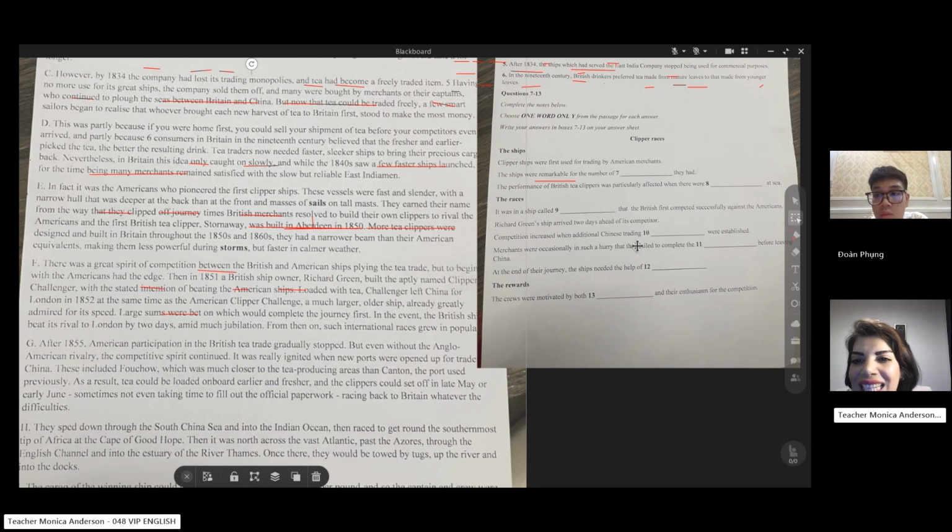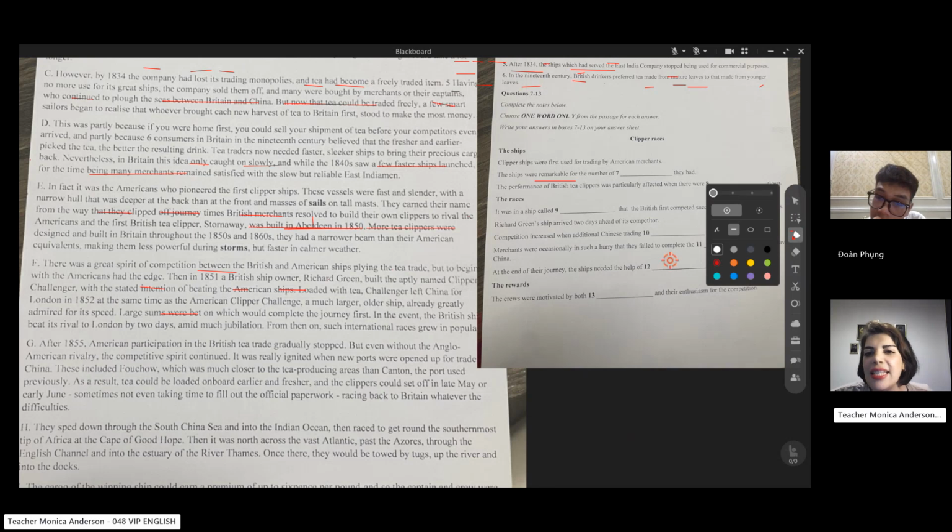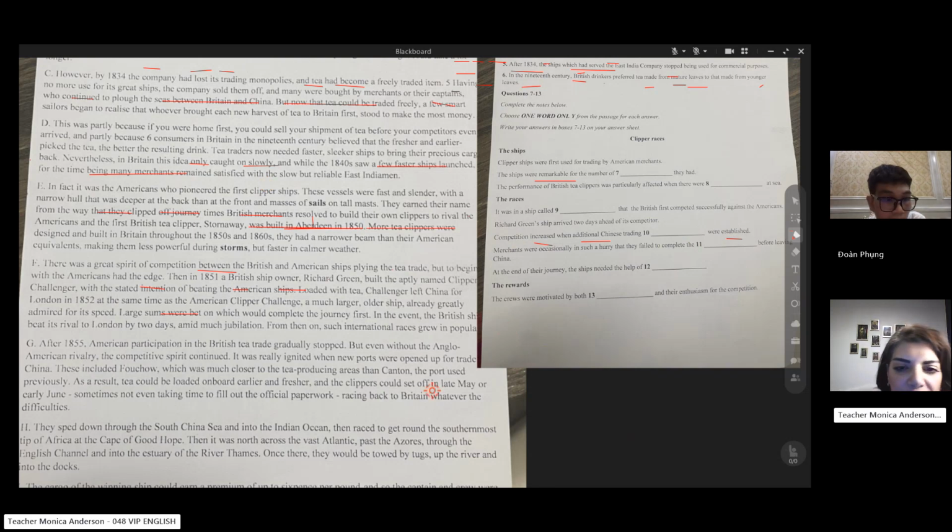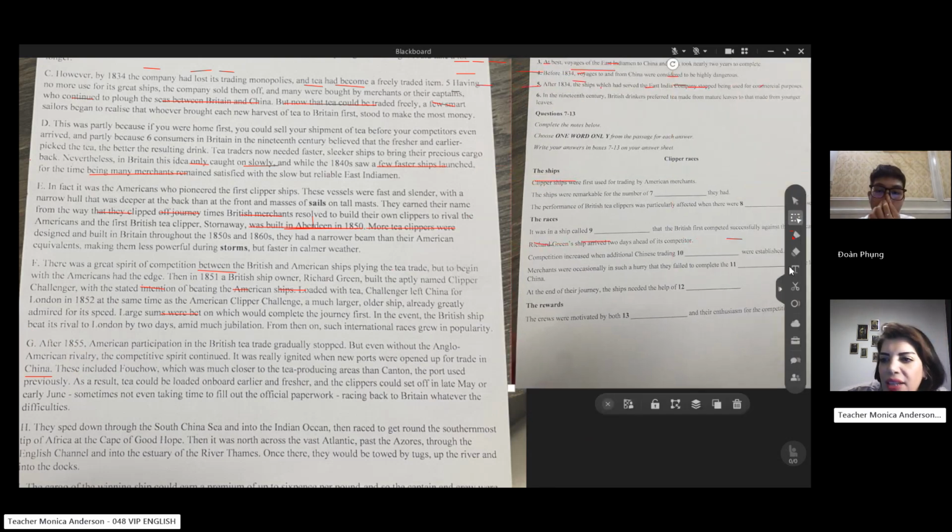Competition increased when additional Chinese trading were established. So let's see. Chinese, we need to find China. Okay, the word China, if I can find it. I can see. Let me help you, yes. I think line number three. Yes, this is this one. That could be. Yeah, so let's see. New prices were pulled up for trade. Okay, I think let me put this here so that I can see. Okay, trade in China.